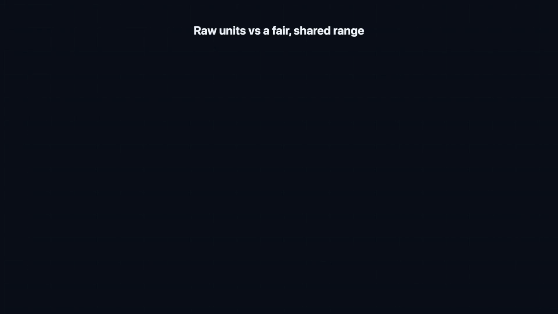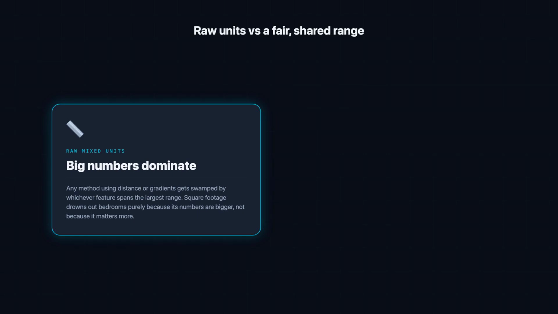So what actually goes wrong when features live on wildly different scales? Here it is side by side. Feed a model raw features in mixed units, and the big numbers take over. Any method that measures distance between points or follows gradients downhill gets dominated by whichever feature spans the largest range. Square footage drowns out bedrooms, not because it matters more, but simply because its raw values are larger.